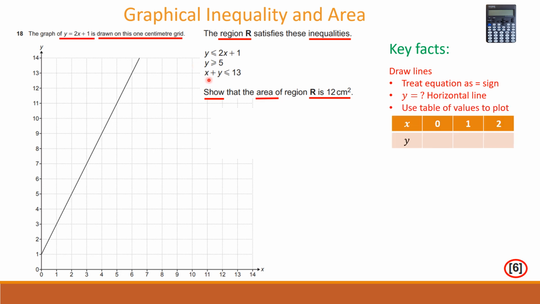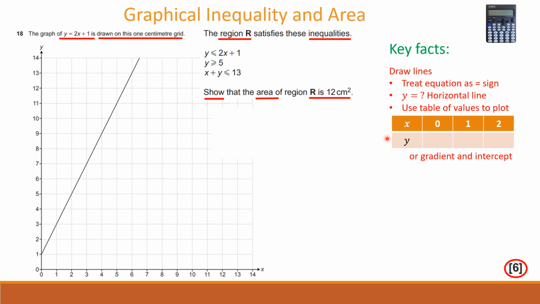Now, if you don't know how to draw the line, then you can use a table of values to plot. So take the x values to always be 0, 1 and 2. These are the three easiest values that you can use. And if you substitute these values into this equation, then you can work out the y values. And then once you've got the y values, you can plot the coordinates to draw the graph.